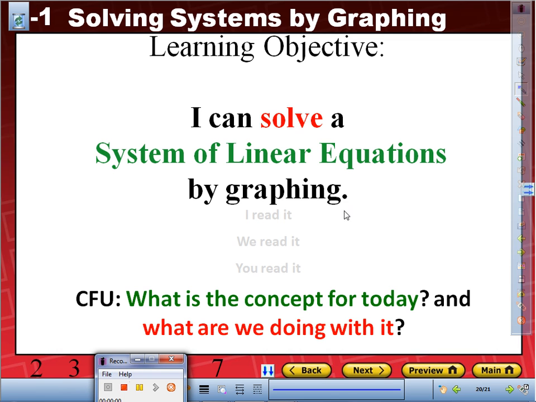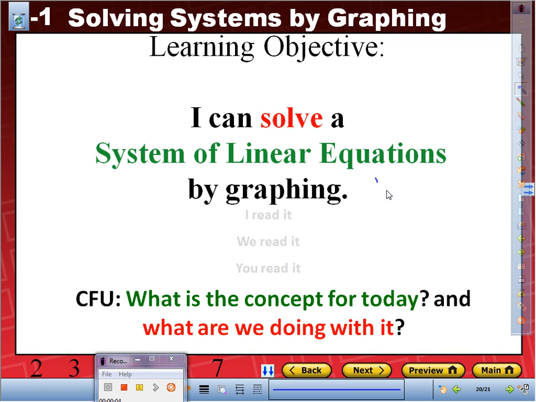Okay, so the objective for today: I can solve a system of linear equations by graphing. Let's read it together. 1, 2, 3. I can solve a system of linear equations by graphing. We were already looking at linear equations, and today's concept is just adding the word systems. So what are systems of linear equations? That's what we're going to be looking at today.